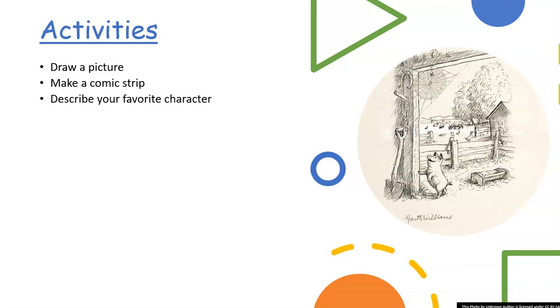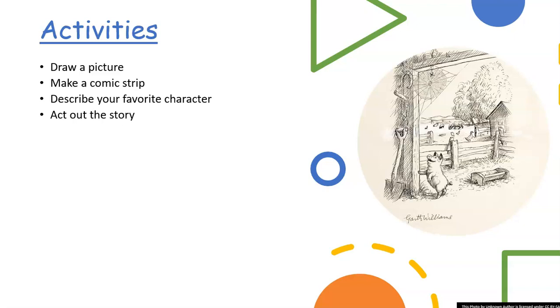Next, you could describe your favorite character. We've learned about several characters from the book. Pick out your favorite character and tell me about that character. Tell me why it's your favorite character and then describe that character. So for example, if my favorite character is Wilbur, I could say, well, Wilbur's a pig. He likes to eat. He is terrific. Anything about Wilbur, I could describe that. I could describe it in writing or with pictures.